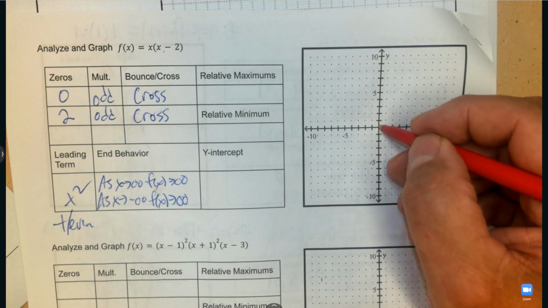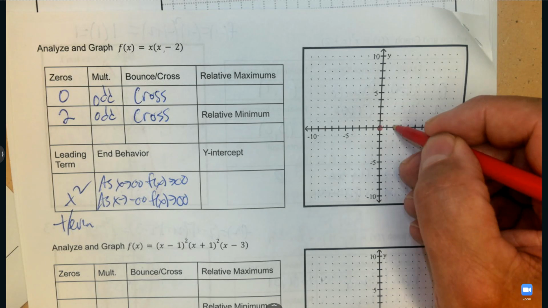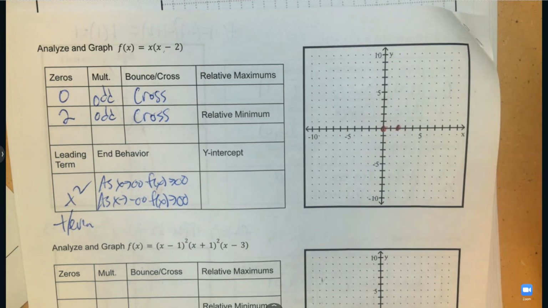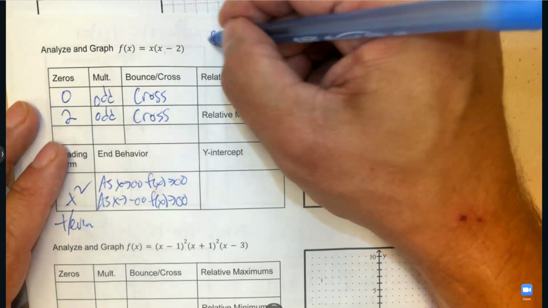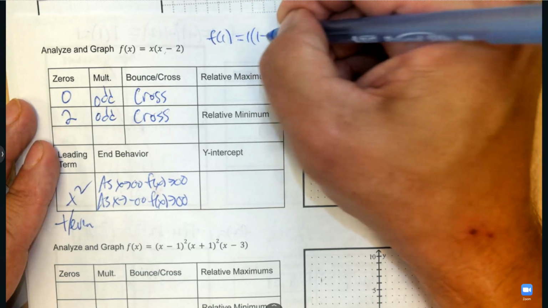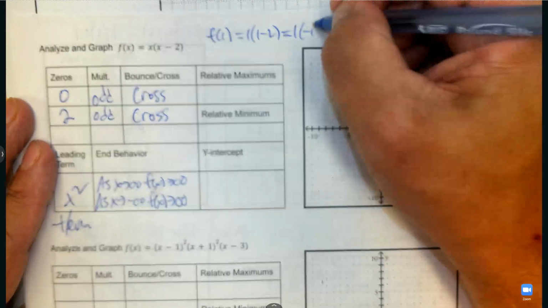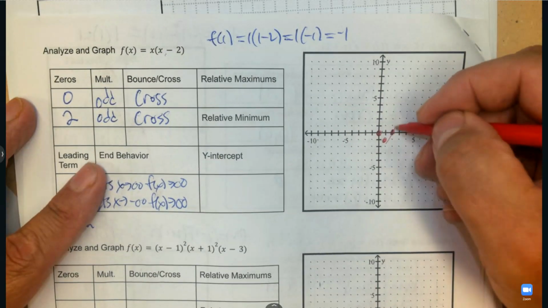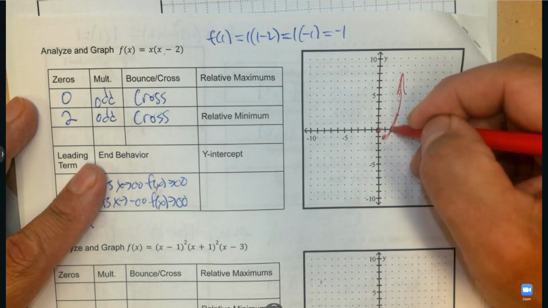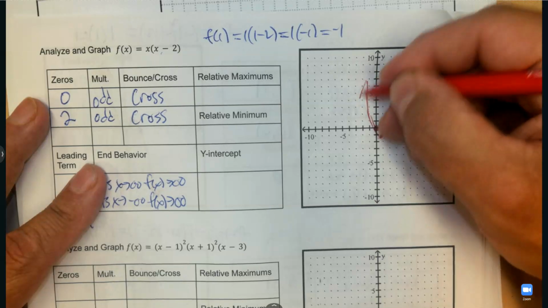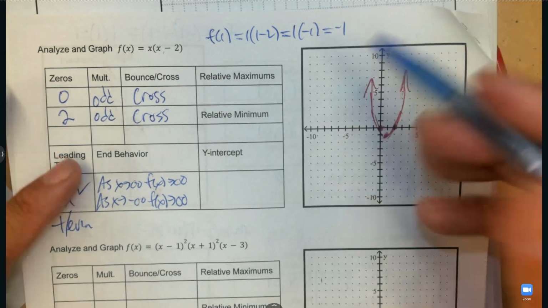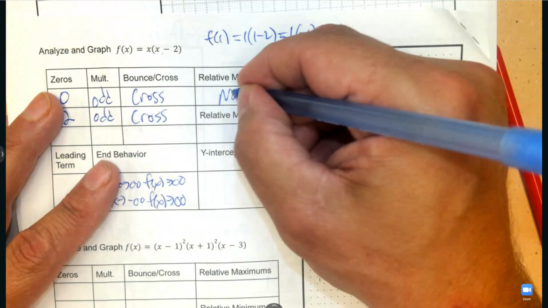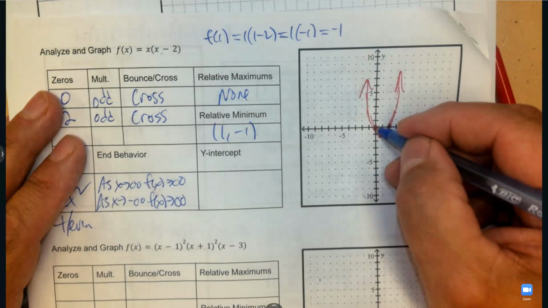So we got 0 and we got 2. Okay, what's in the middle to find the value of is 1. So that's 1 times negative 1, which is negative 1. And we know the ends go up and it turns there, and that's it. It's a parabola, right? So we have no maximums, and we have one minimum there at 1 and negative 1. And our y-intercept's at 0.